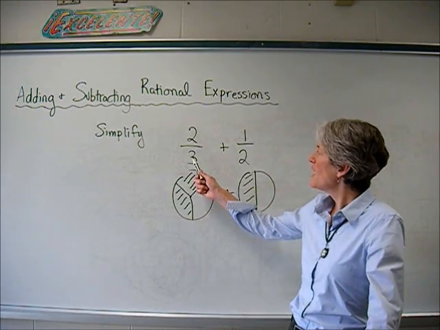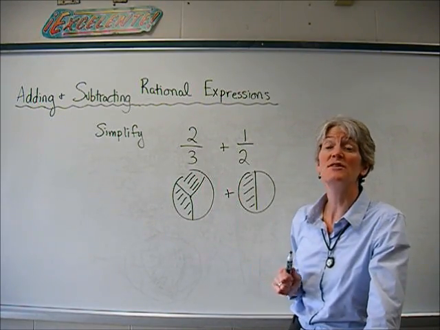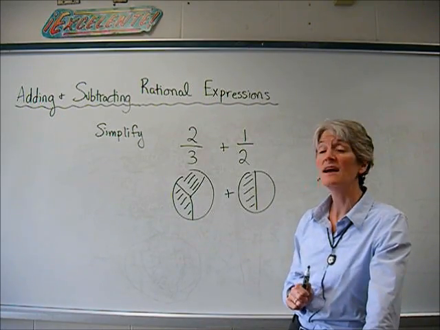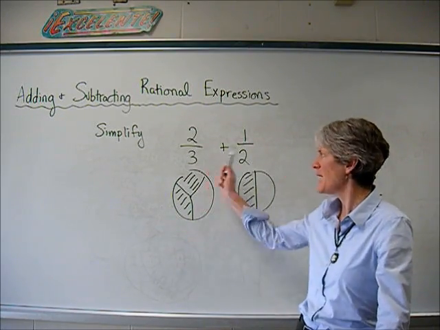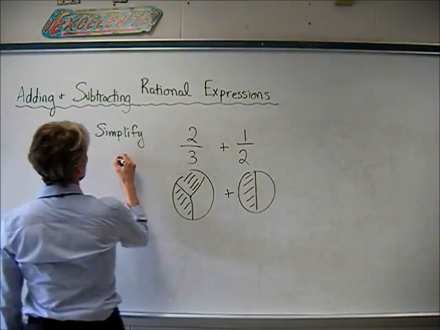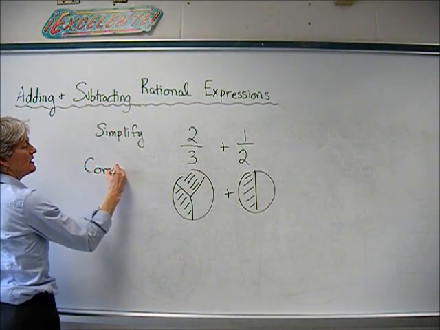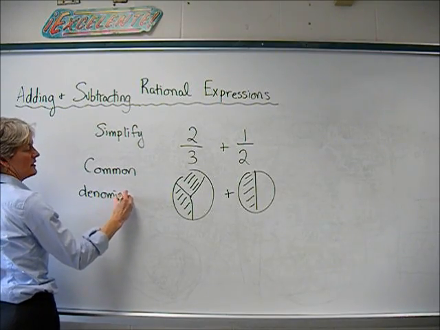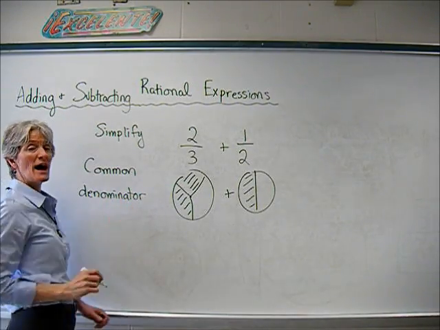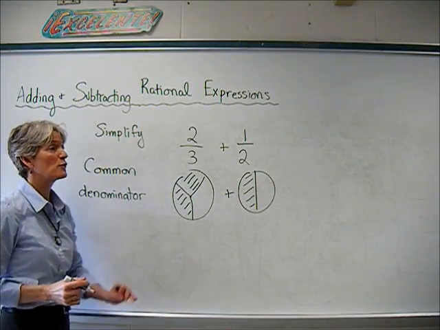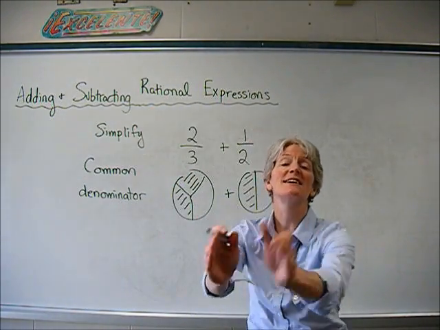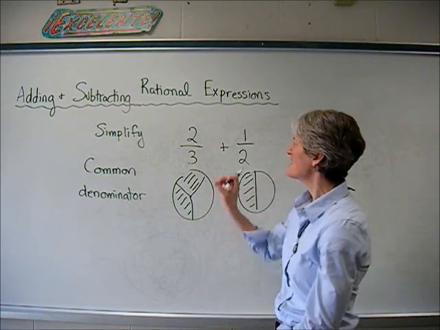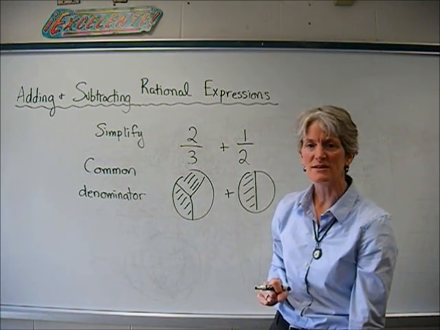What I want to do is I want the size of the piece, in other words the denominator, to be the same. And then and only then can you simplify by adding. Okay? So you need to get a common denominator. Whenever you're adding and subtracting fractions, and this will go for rational expressions too, you need a common denominator. The bottom number needs to be exactly the same because that tells you how big your piece is.